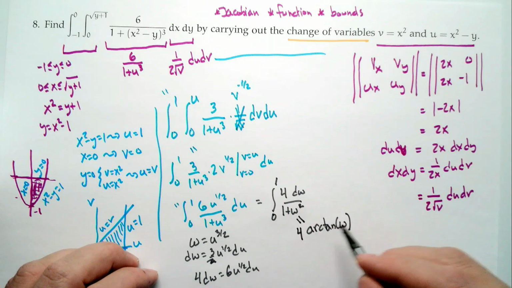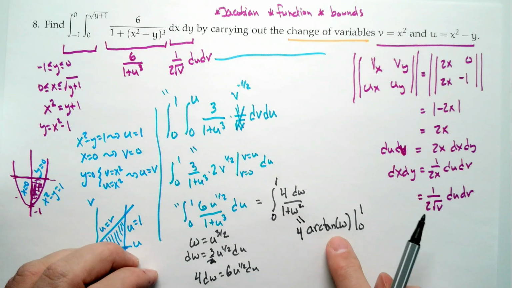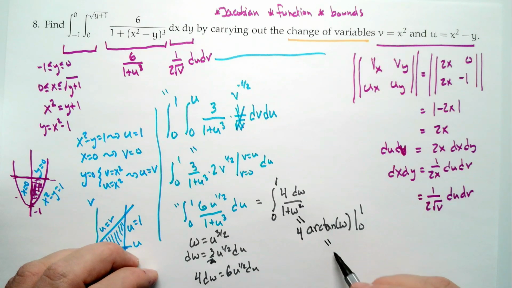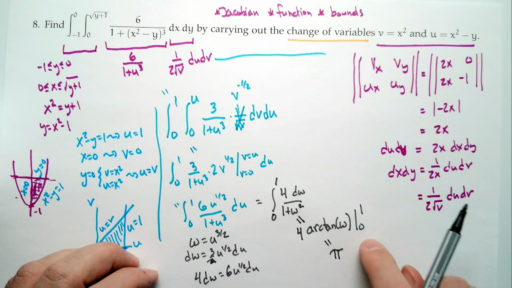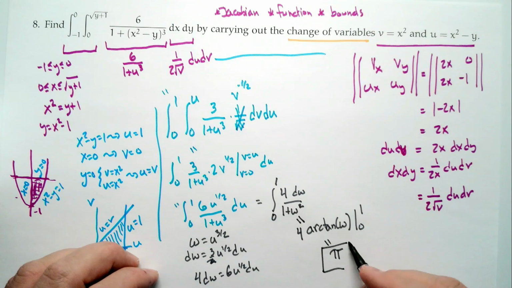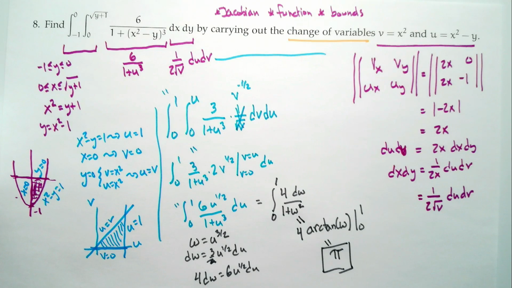There's a 4 in front, and we're going from 0 to 1. So plug in 1, arctangent of 1 is pi over 4, times 4 gives us pi. Plug in 0, arctangent of 0 is 0. So the answer is pi.